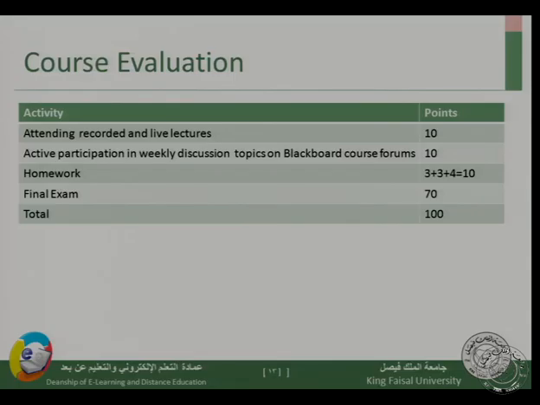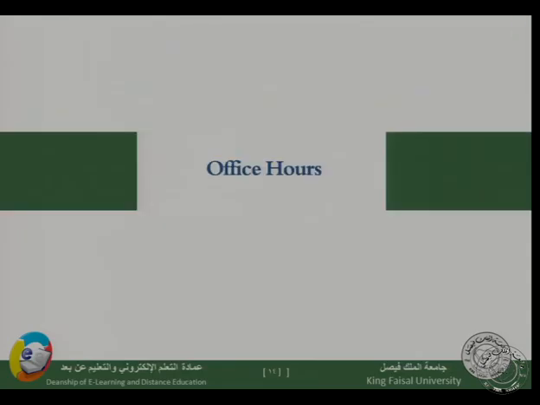Homework is, of course, out of 10. There will be 3 pieces of homework, one out of 3 points, one out of 3 points, and the final one will be out of 4 points, for a total of 10 points. The final exam will be out of 70, and there will be 70 multiple choice questions. Each, of course, will count for 1 point. You are used to that, the same as with your other courses. Of course, the total here is 100 points.